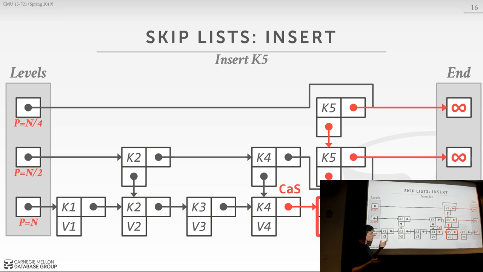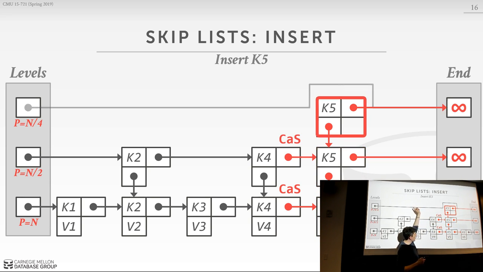All right, so at this point, once I do compare and swap on this, everything's fully installed, so we're done at this level. So then we just go up here and do another compare and swap on this guy, have him point to us, and compare and swap on this, and now he points to us. And now our tower is fully installed and everyone can still see us, right?